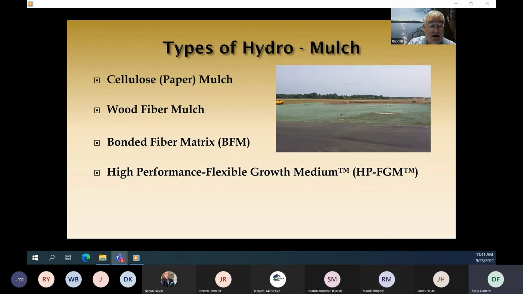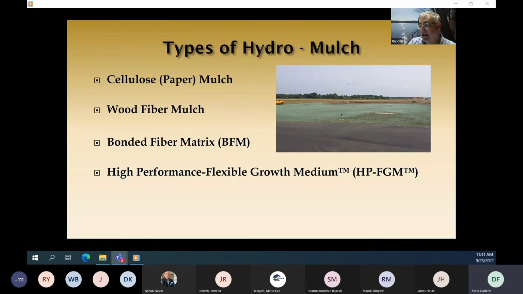The fourth type of material is called the high performance flexible growth medium, or FGM. The FGMs are similar to the bonded fiber matrices, except they have a polyacrylamide in them. And we're going to talk a little bit about polyacrylamides for water quality towards the end. But polyacrylamides are a group of chemicals that have been used for decades in water filtration systems for drinking water. It helps take all the cloudiness out of the water. It also helps trap all those fine particles together and settle them out. So they have this in that flexible growth medium.